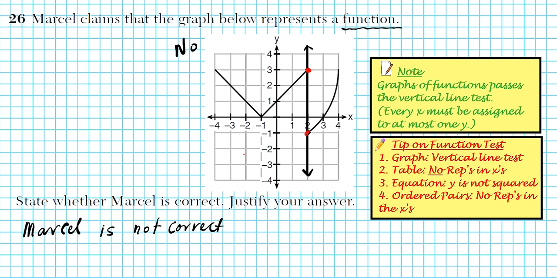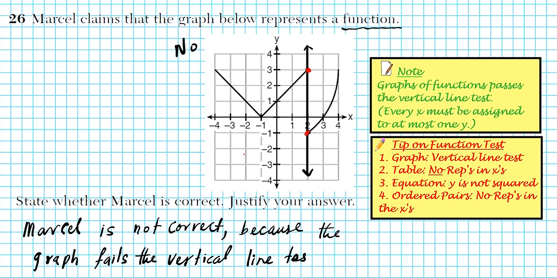Is that sufficient? No, we have to state our justification, okay? Why is Marcel incorrect? Well, because the graph fails the vertical line test. It is not a function. Okay? So just stating that it fails the vertical line test for a justification is sufficient.